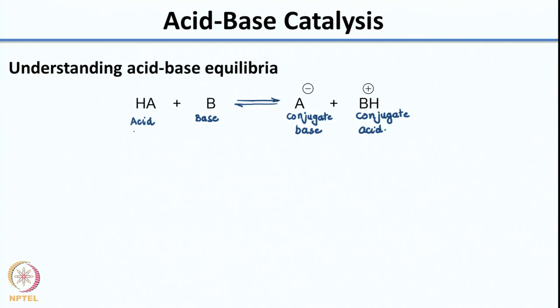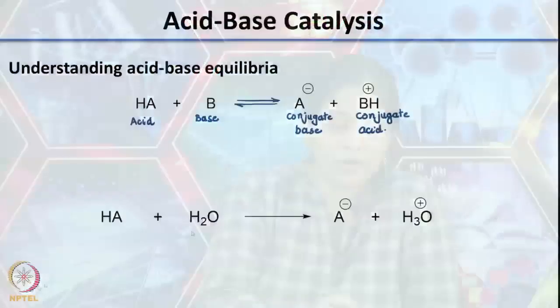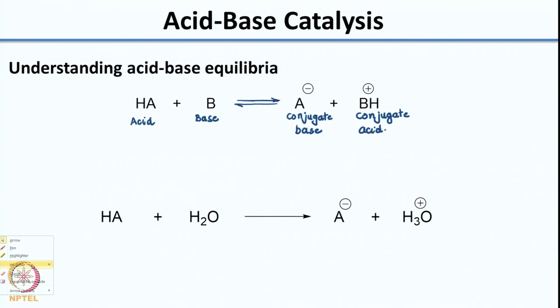Now if you look at the right, you have now another acid and another base. If the conjugate acid gives its proton, you get the base. If the conjugate base grabs a proton, you get the acid. So now you have to understand that this process is in equilibrium. Now a lot of times we consider reactions in water. So here what is happening is your water acts as a base, and the conjugate acid that you have is H3O plus.